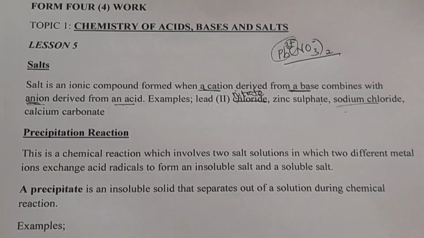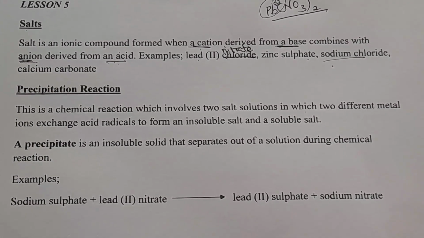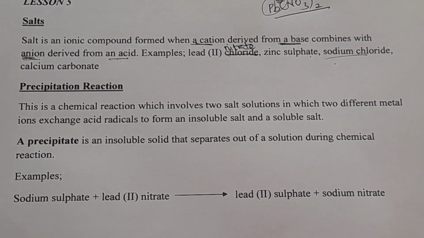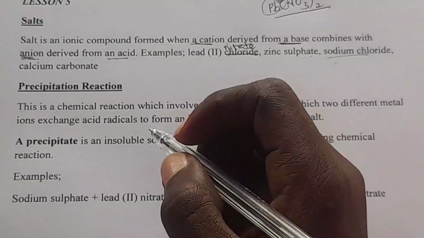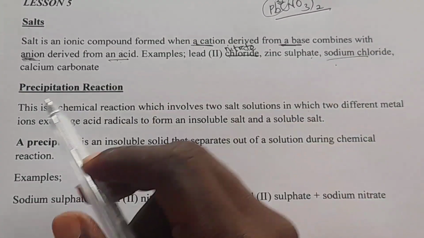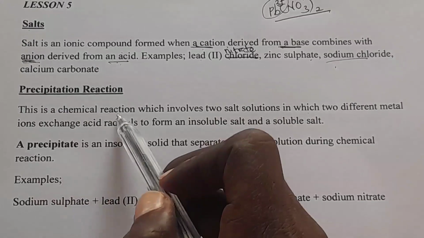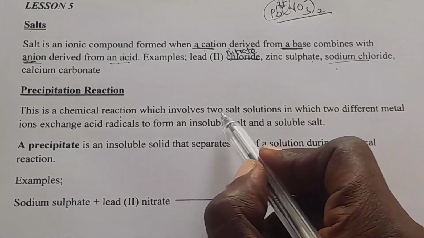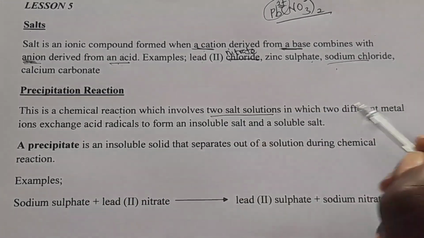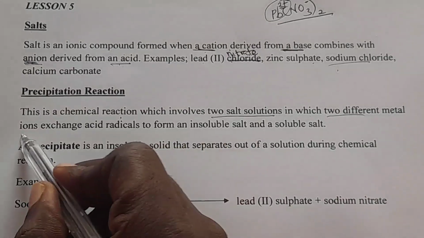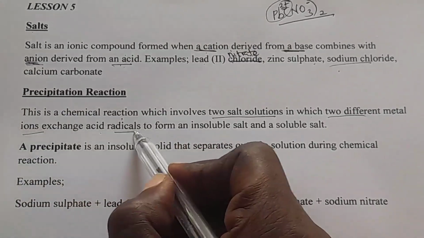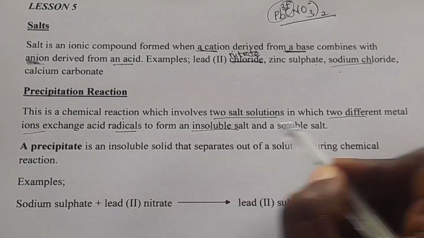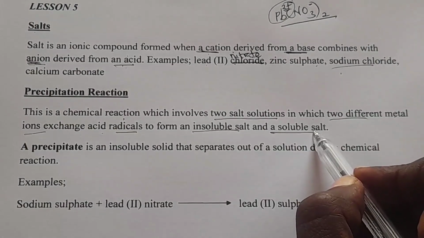Okay, let's go to precipitation reactions. Even in Form 2, we were dealing with precipitation reactions when we were preparing insoluble salts. A precipitation reaction is a chemical reaction which involves two salt solutions in which two different metal ions exchange acid radicals to form an insoluble salt and also a soluble salt.